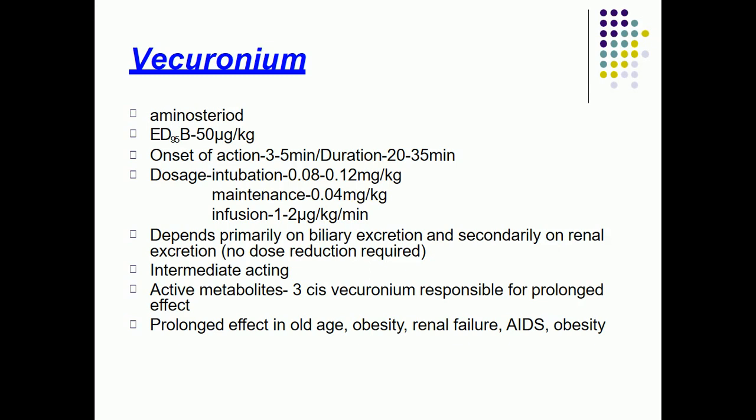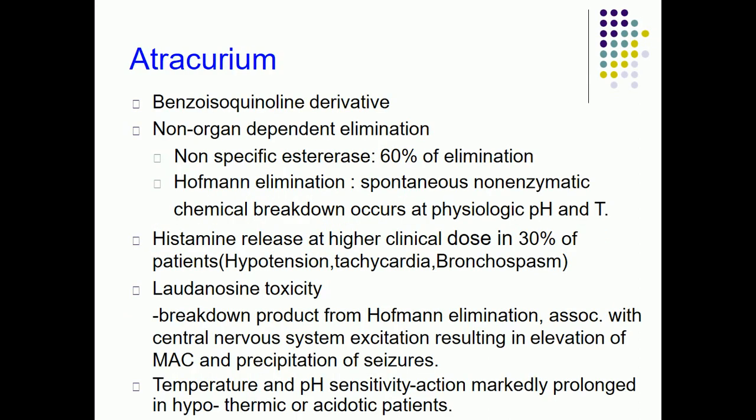It depends primarily on biliary excretion and secondarily on renal excretion. No dose reduction is required. It is intermediate acting. The metabolite 3-desacetylvecuronium is responsible for the prolonged effect. Prolonged effect may occur in old age, renal failure, and in AIDS, acquired immune deficiency syndrome, and obesity.